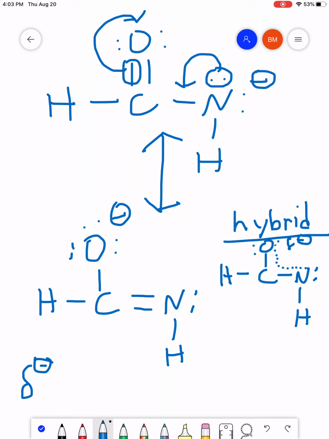Same with this nitrogen. This nitrogen is sometimes fully negative, sometimes neutral, so it's also going to have, and it's hard to draw this with a stylus, a partial negative. So you can see in this case we have two resonance structures and we've also drawn the hybrid.